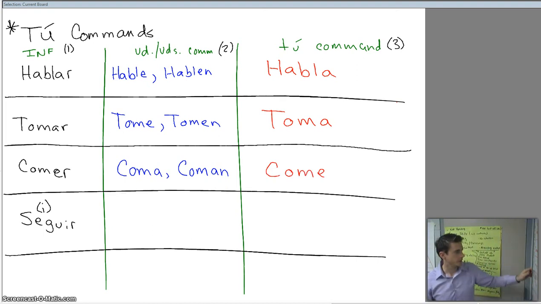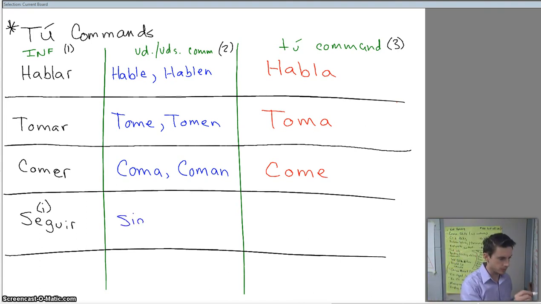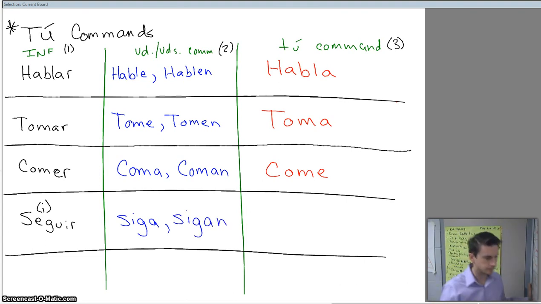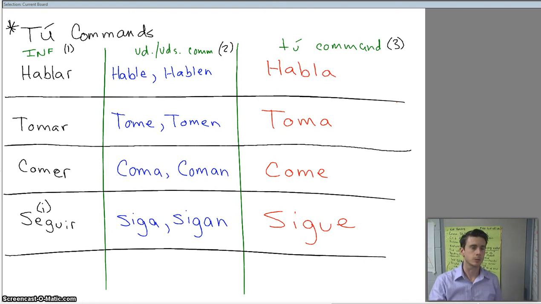Alright, take a look now at seguir. Seguir. Your usted command was siga. Your ustedes command was sigan. So now, your tú command is just going to be sigue, the typical usted form of the verb. I'm going to pause it real quick, jot this down, and I'm going to tell you how to make these negative.